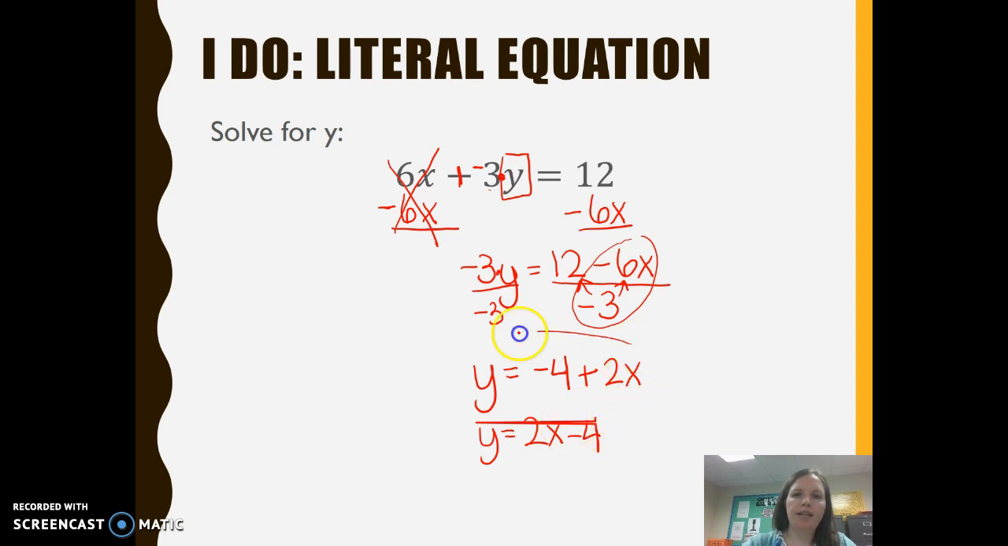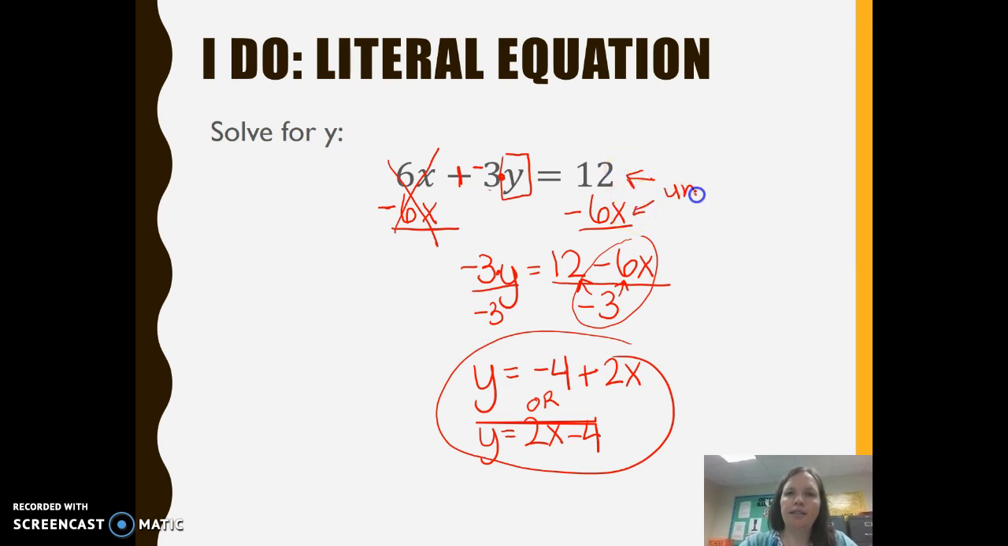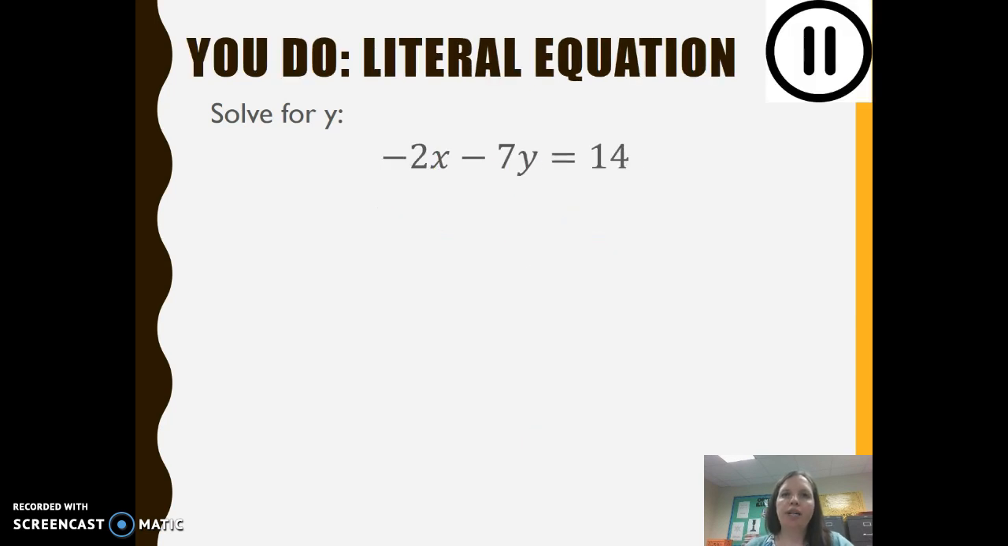And I don't know why the pen did that, but I think you guys can still read that. Either one of those answers would be acceptable, but make sure you don't combine like terms or non-like terms. These are unlike. And make sure that you divide all your terms on one side by that value. So go ahead and pause and try this you do.